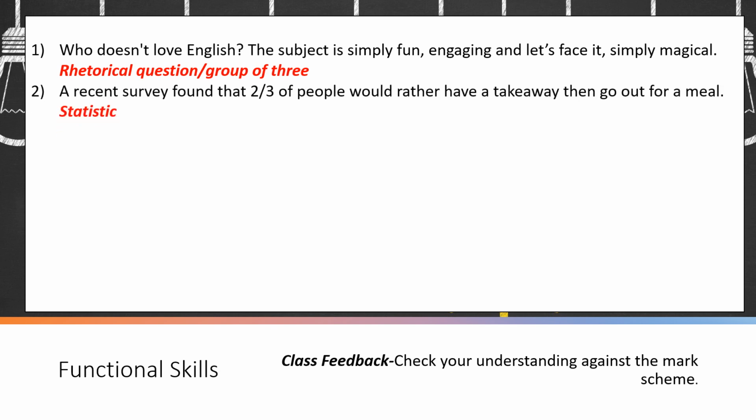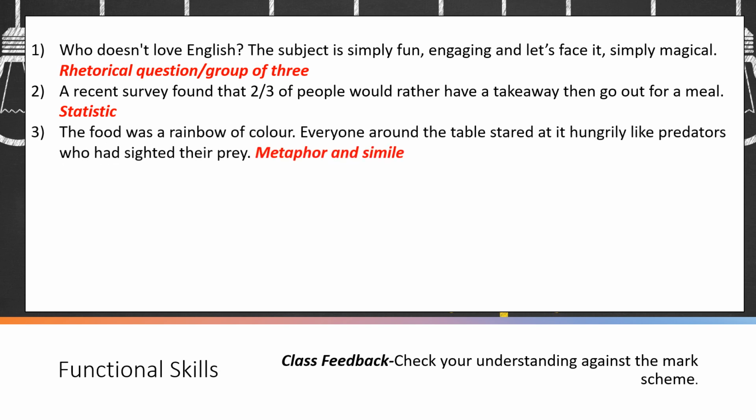Number 2. A recent survey found that 2/3 of people would rather have a takeaway than go out for a meal, and this is a statistic. Number 3. The food was a rainbow of colour. Everyone around the table stared at it hungrily like predators who had sighted their prey.